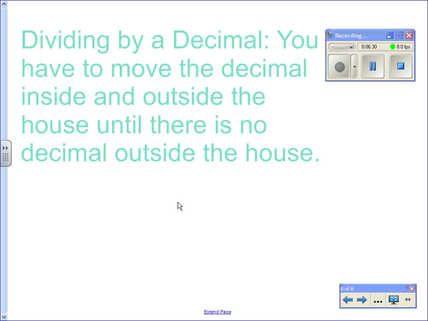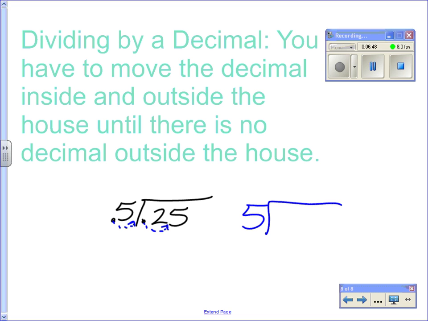So if I have a problem where I've got, say, 0.5 going into 0.25, well, this decimal has to be moved over once. And when you do something to the outside, you also have to do it to the inside. Otherwise, you're changing the value. So I can rewrite that problem as 2.5 divided by 5. 5 doesn't go into 2. 5 goes into 25 5 times. Minus 25 is 0. And then my decimal comes straight up. So once you've got the decimal moved, you go back to this.